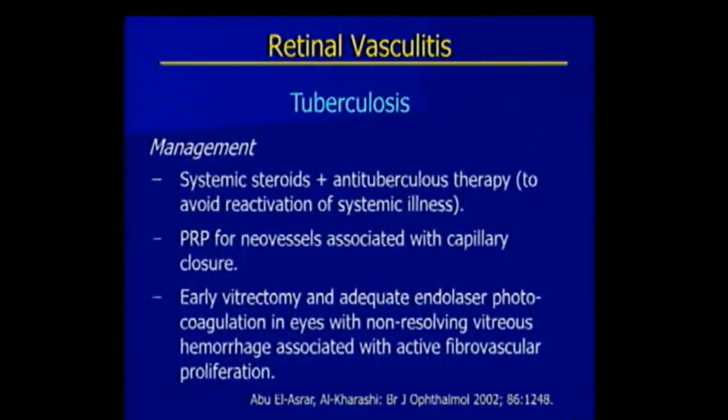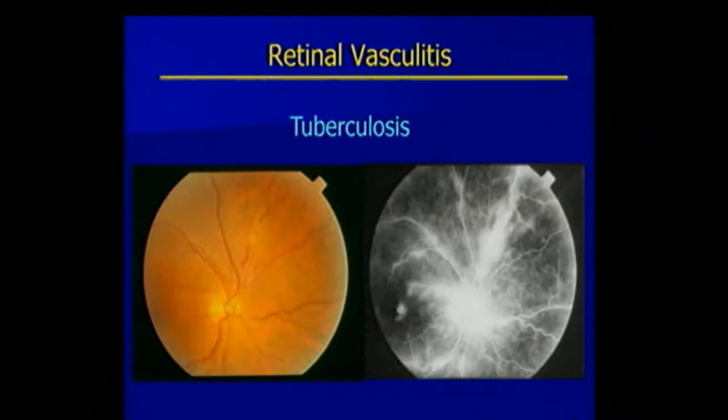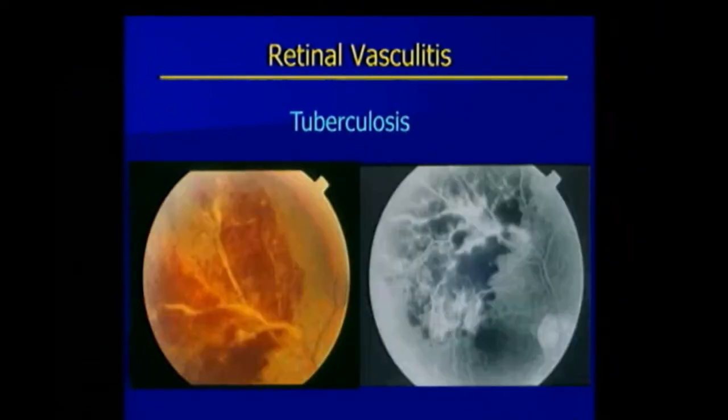If the patient has active disease, you need anti-tuberculous therapy with systemic corticosteroids. If the retina is ischemic, you need to do laser photocoagulation. If the patient bleeds, you need to do early vitrectomy. The earlier the vitrectomy, the better the outcome. So this is a patient with tuberculous vasculitis with diffuse vascular leakage.